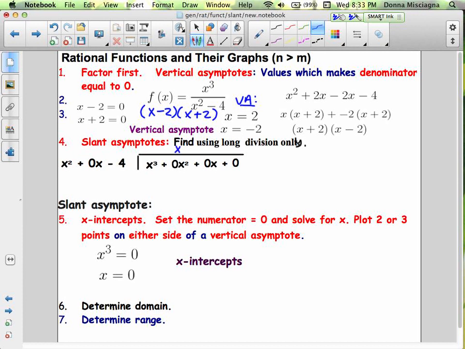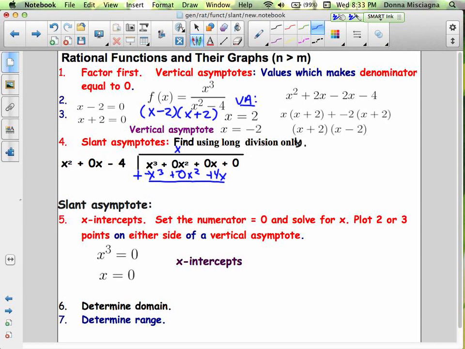So now I multiply every term by x. x squared times x is x cubed. x times 0x is 0x squared. -4 times x is -4x. And then we subtract, which means to add the opposite. Change everyone's sign. When we're subtracting, we have to remember to distribute that negative and change all of the signs.